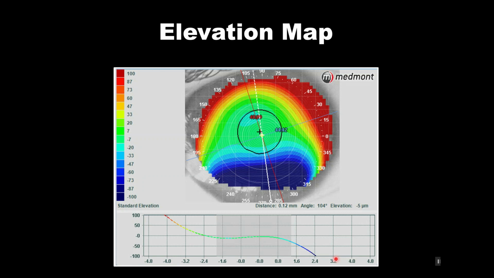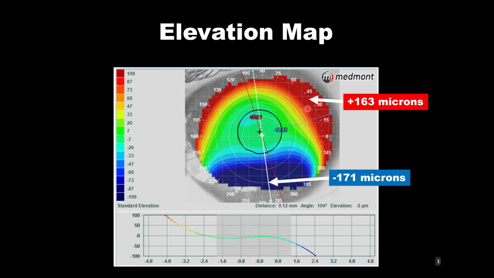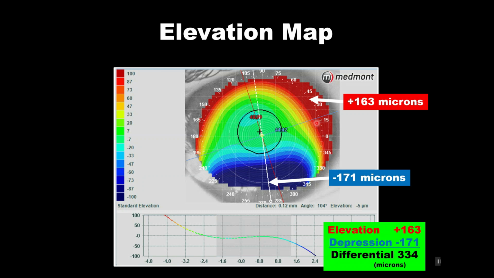It's the elevation map. Let's find the highest point of elevation. So we'll take our cursor all over this red and look for the most elevated point. Then we'll take our cursor over the blue, the lowest point of elevation. And that differential tells us how severe this asymmetry of the eye is. In this case, from a high of plus 164 to a low of minus 171 microns, there's a difference in elevation, a shift in height of 334 microns. Now, what does that mean to you?